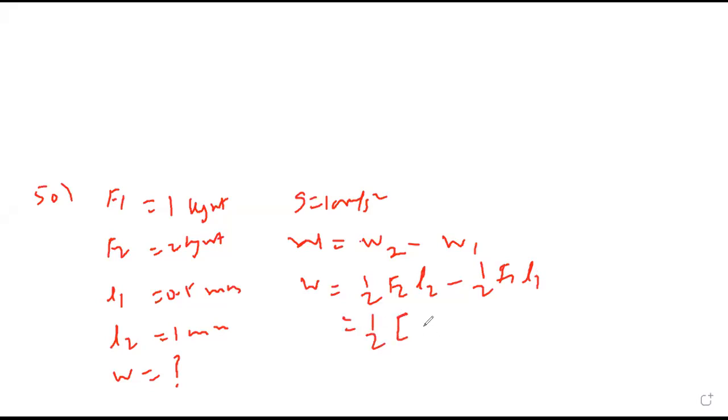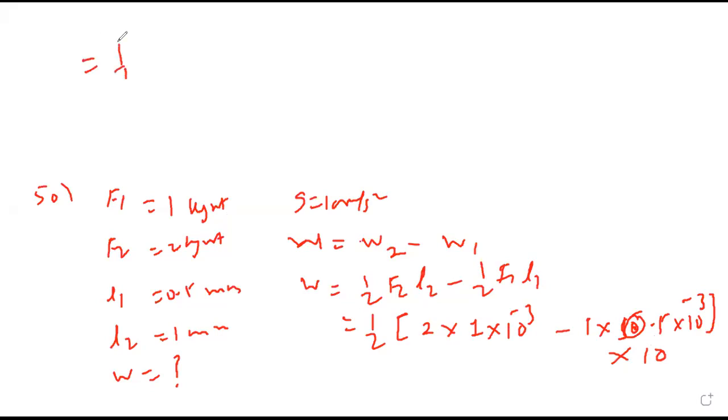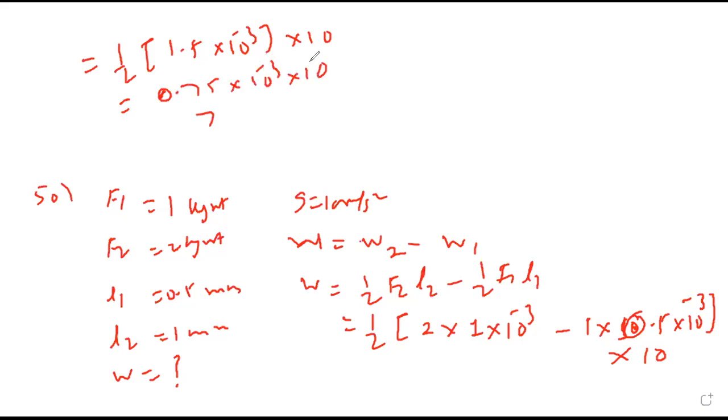Half common. F2 is 2, L2 is 1 millimeter, so 10 raised to minus 3. F1 is 1, L1 is 0.5 into 10 raised to minus 3, into g 10, so that it becomes in Newton. So half of 2 into 10 raised to minus 3 and 0.5 is 1.5 into 10 raised to minus 3 into 10. 0.75 into 10 raised to minus 3 into 10 is 7.5 into 10 raised to minus 3 joule. Option C.